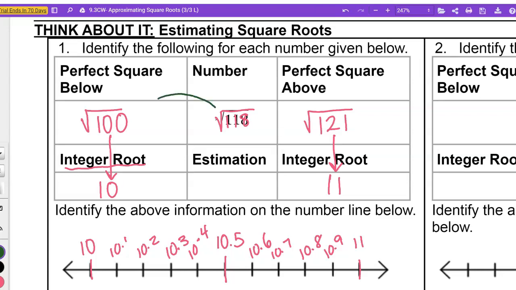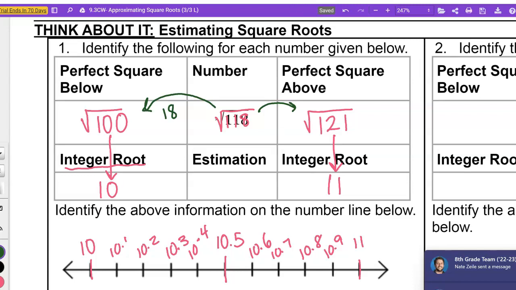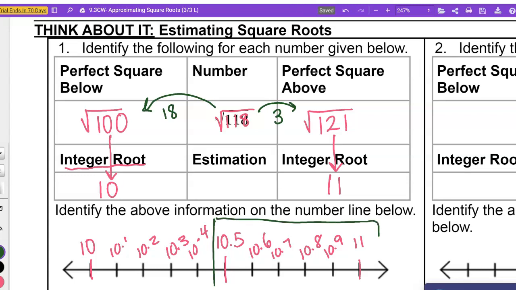So let's see how far the square root of 118 is from 100. We know that 118 minus 100 would be 18. So we know we're 18 away from 100. But 118 to 121, that's actually only a distance of 3. So we know we are going to be way closer to this half of the number line. We know that we're going to be much closer to 11 than we are to 10.